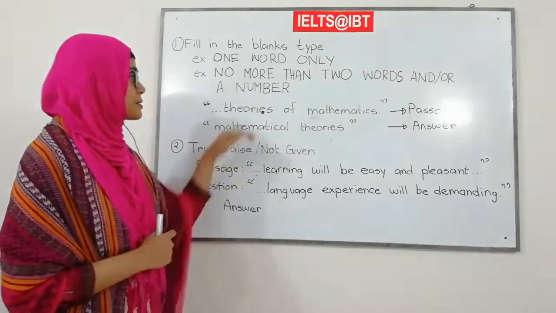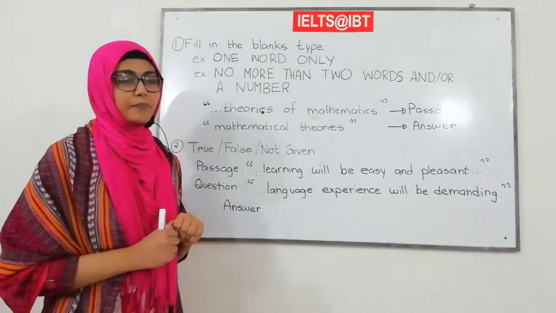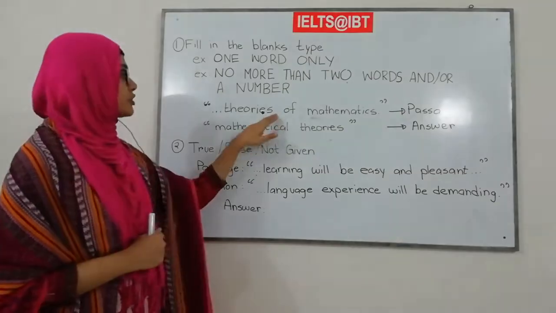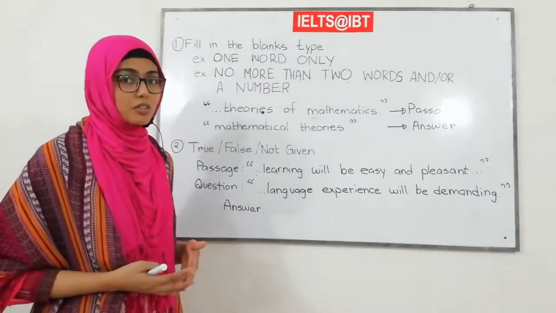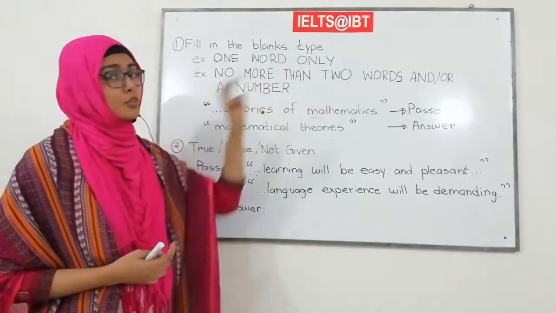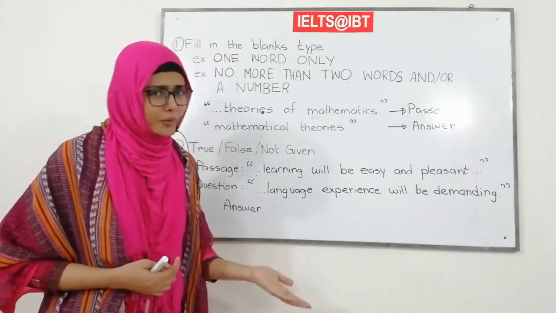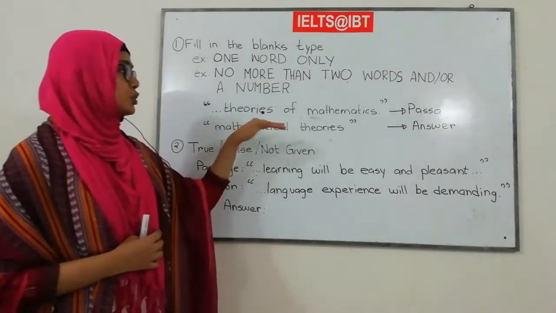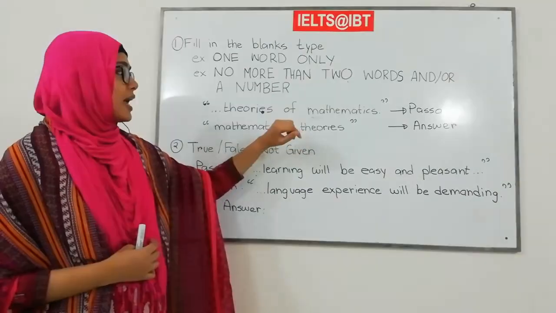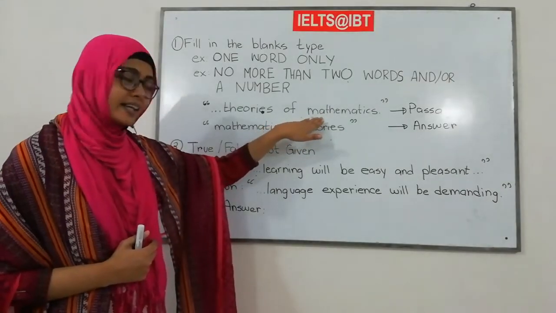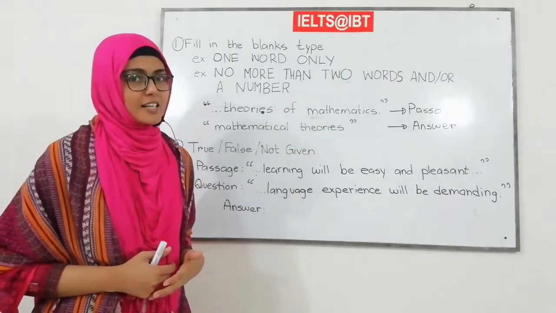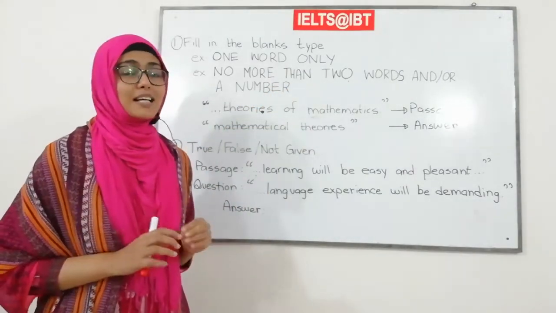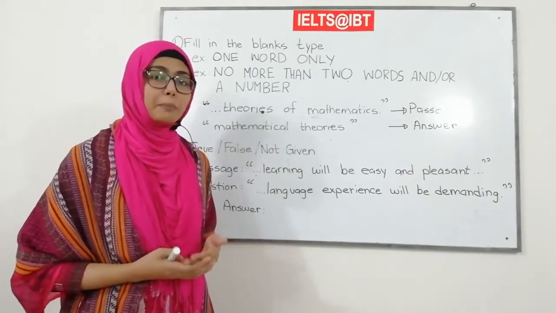What you have to do is paraphrase this answer. So instead of saying theories of mathematics, which is 3 words, you have to reduce it to mathematical theories, which is 2 words. No more than 2 words and or a number. So the number is optional. So what happens is if you don't answer like this, even if your answer is correct, you will be penalized for that because you did not follow the instructions of the question. So that's an important thing to keep in mind.